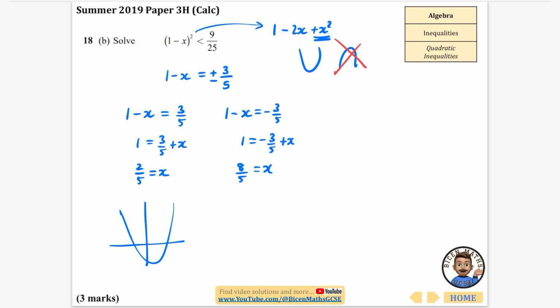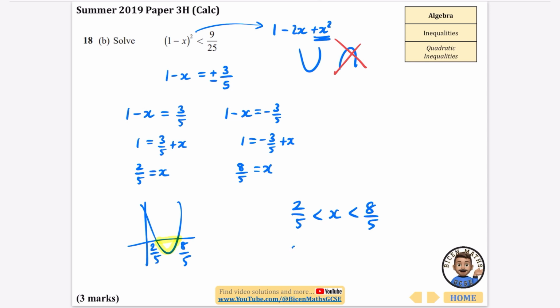And although we're saying that it's less than 9/25, we can still say it's the less than part of the graph, because we have found the critical values, and I've not drawn that central bit very well because it's 2/5 and 8/5. So if we have 2/5 and 8/5, we are looking for when the quadratic is less than the value, which still means it's going to be the below part of these bits. So for this below part, we're looking that x is between 2/5 and 8/5.